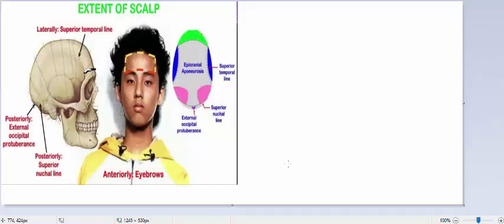In our lecture today, again our friend Maunya is going to help us in figuring out the layers of scalp, right? So Maunya, are you there? Are you going to help us, right?